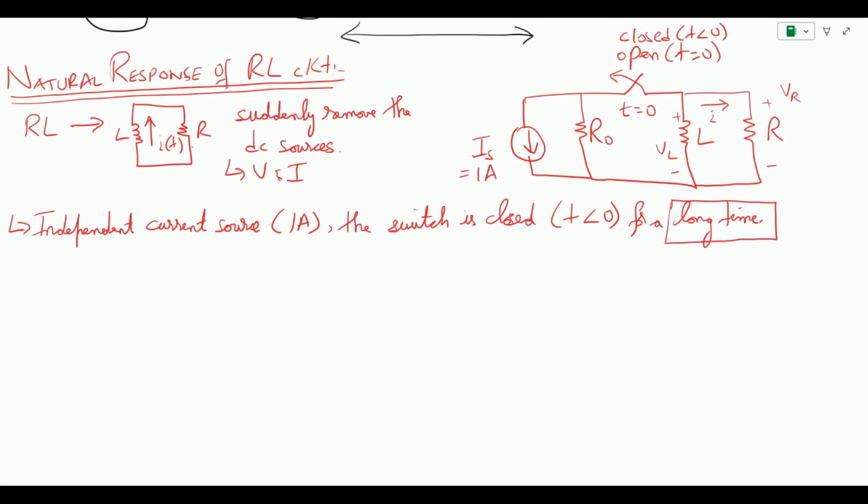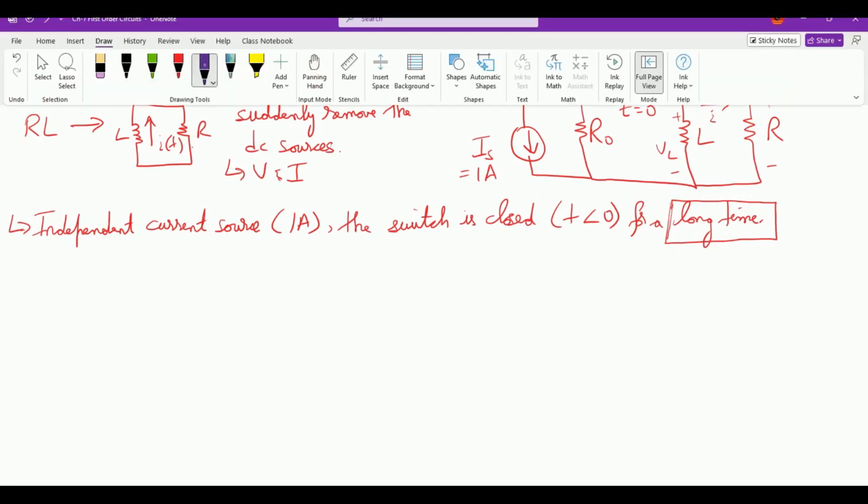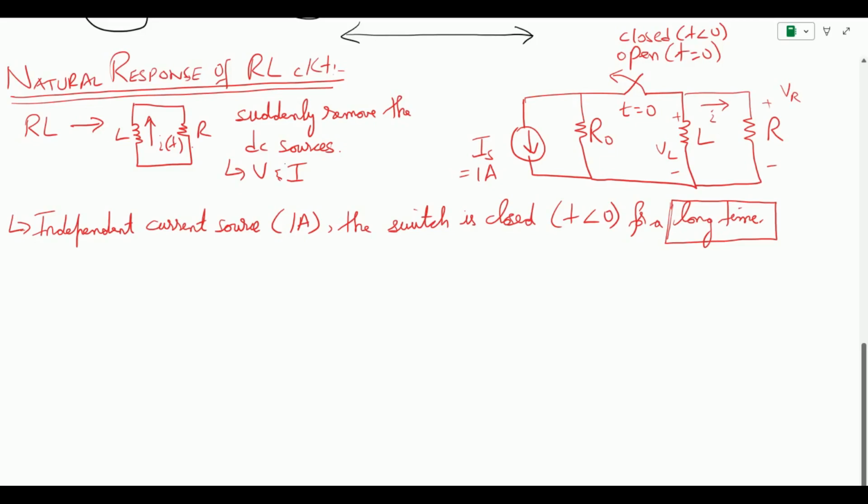Long time is explained in two ways. So the first thing is, long time means that the system has been closed or the system has elapsed for 5 tau, tau being the time constant. So this is the first understanding of the long time. What is the 5 tau or time constant? We are going to talk about it shortly.